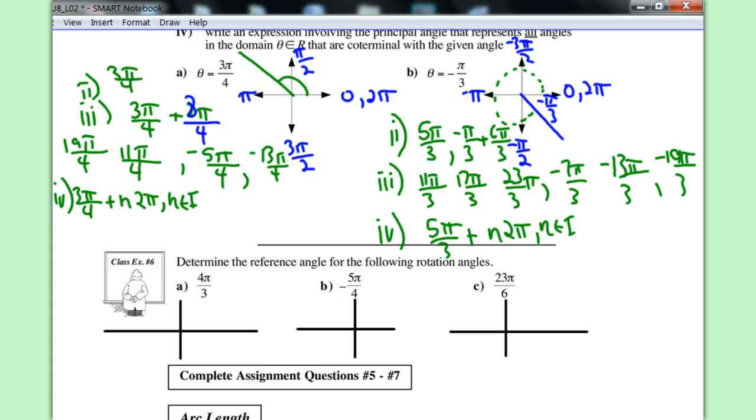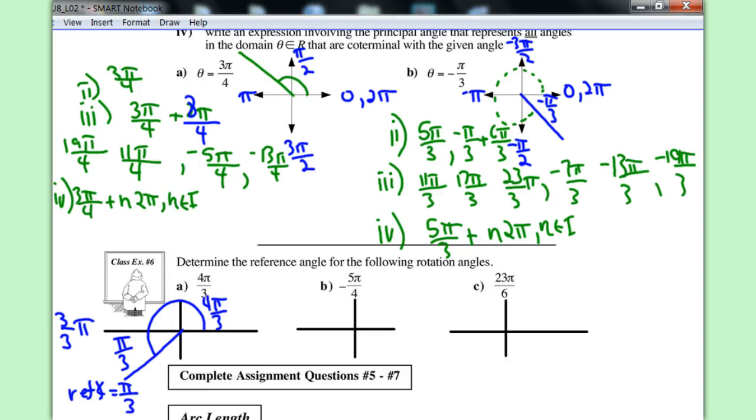Well, 4 pi over 3 is actually 1/3 more than pi. So it's going to be in this quadrant right here. There's 4 pi over 3. And if this is pi, then it's really just 1/3 more than pi, right? Think about it. Pi is really 3 over 3. So the reference angle is going to be pi over 3.